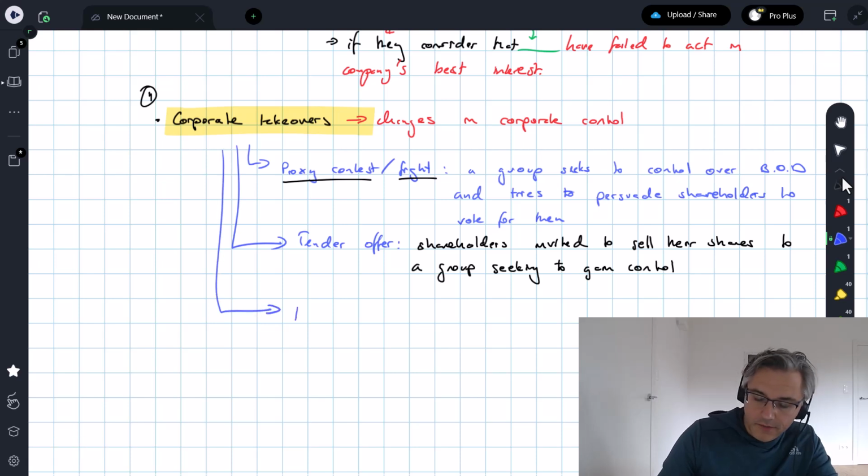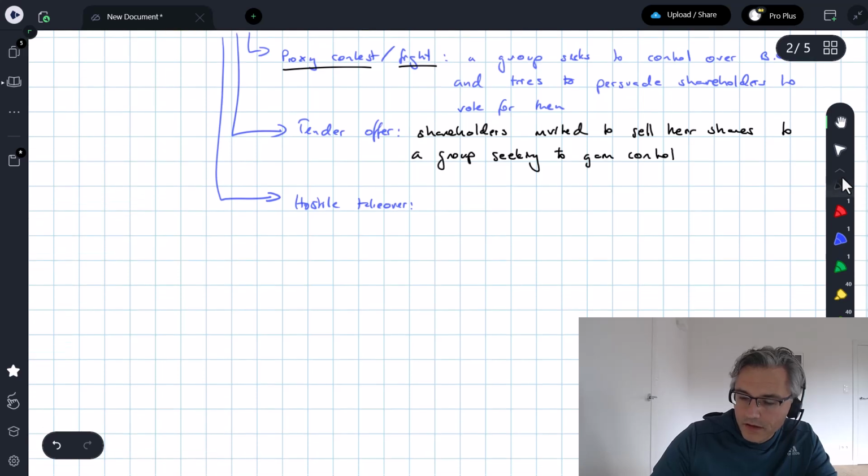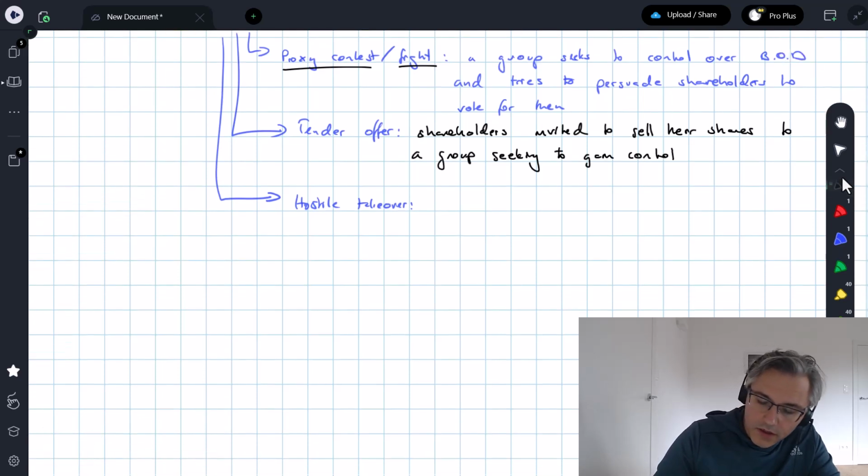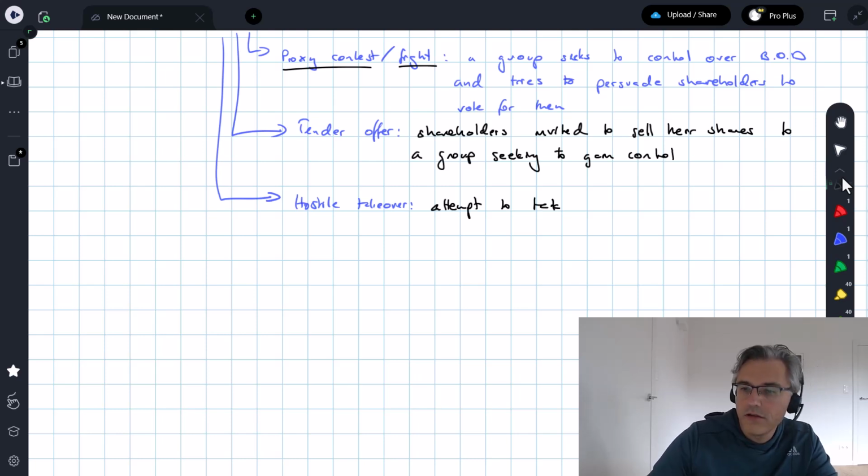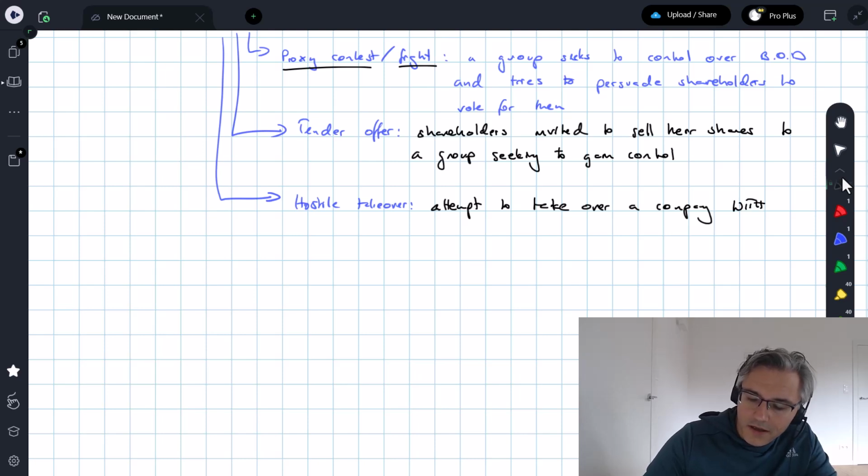A third idea is that of a hostile takeover, and this one is, of course, about trying to take over control. So it's an attempt to take over a company that has convinced the shareholders to sell their shares to you, but you're going against the existing management because this doesn't have the approval of existing management, directors, etc.